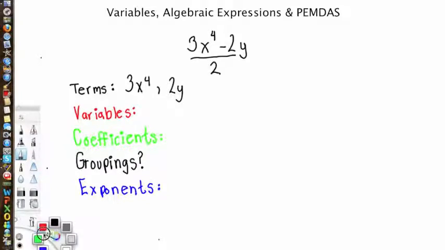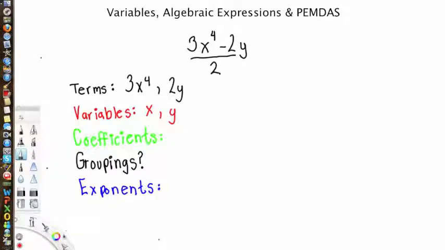Let me change my color here. Variables are symbols. That's what we're learning about today. They're often letters, and in this case they're x and y, and they represent some unknown value or quantity. So our variables would be x, and we also have a y right here. Those are our only two variables in this expression.